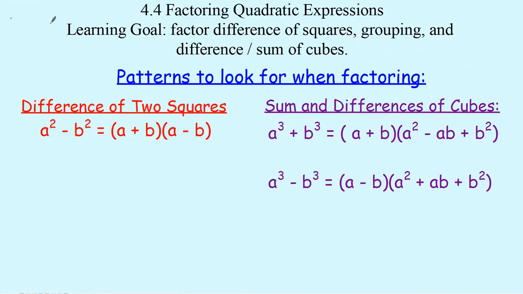Hello. Today we're going to wrap up 4.4. So this is the third installment of that, which is your special cases. You've got difference of squares, so something squared minus something squared. You have difference and sum of cubes, so you can look for those patterns. Something cubed plus something cubed, something cubed minus something cubed. Okay? And then we'll do grouping last.